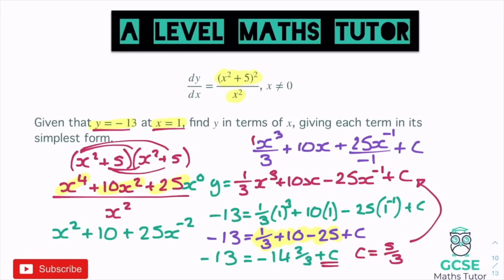So for our final answer here, let's just write this up here, we get y equals 1/3 x cubed plus 10x minus 25x to the minus 1, and then plus 5/3. There we go. And obviously you could write that as a decimal as well if you wanted, but when it comes to thirds I tend to just leave it as a fraction rather than having any recurring decimals in there. But there we go, there's our final answer.